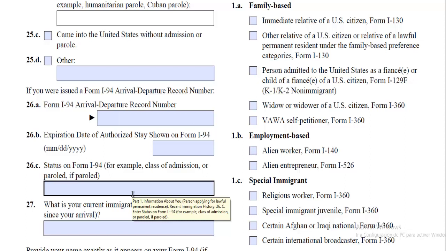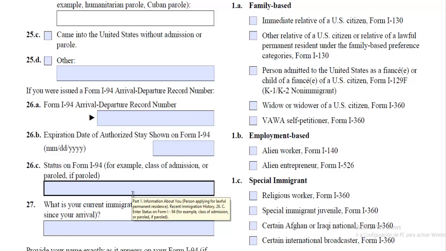If you have changed your status since the last time you entered the U.S., enter the newer status you have now. In the following question regarding current immigration status, you want to repeat the I-94 status code if the expiration date hasn't passed, or, if that date has passed and you haven't obtained a new status, indicate it by entering overstay, in which case you might not be eligible to adjust your status, unless you're the immediate relative of a U.S. citizen. See a lawyer to be sure.